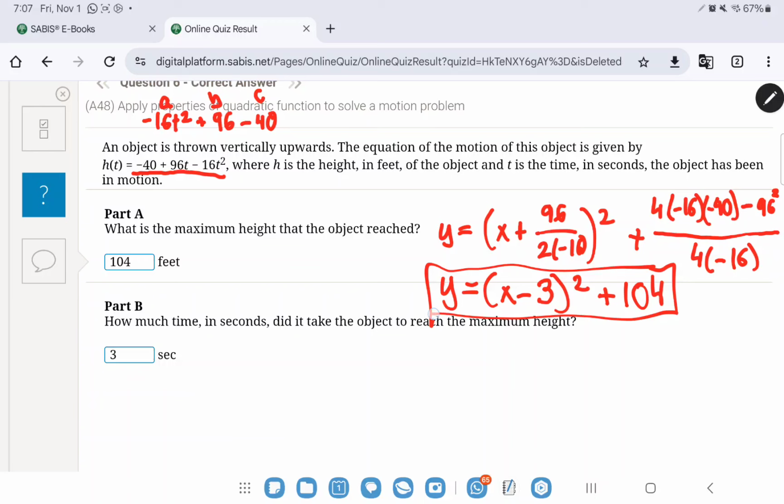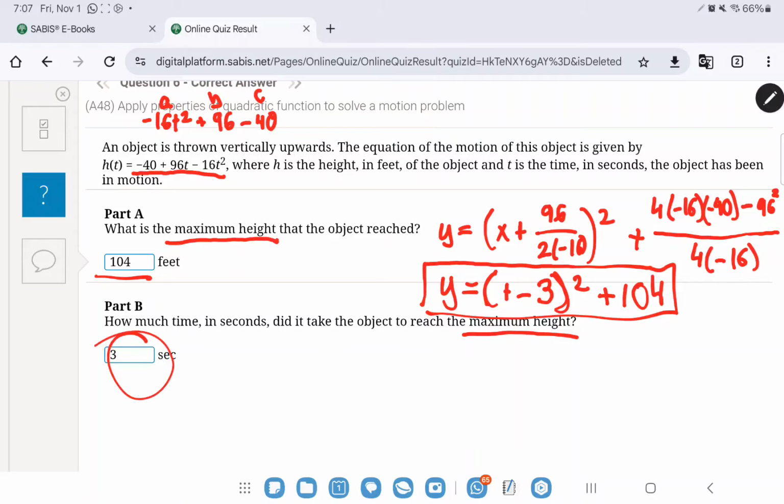Now let's read and see what they want. What's the maximum height? When I told you it's positive and they ask for maximum height, take this number. That's it. 104. And when you want time in seconds, this is supposed to be called t, not x, if we're going to actually be true to ourselves. And whatever value makes this bracket 0 is the time it took to reach the maximum height. So 3 minus 3 is 0, so your answer is 3. That's it.